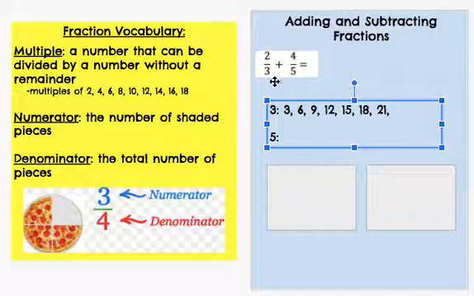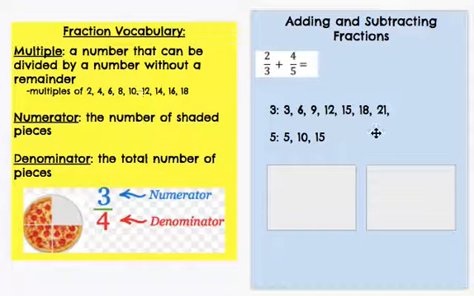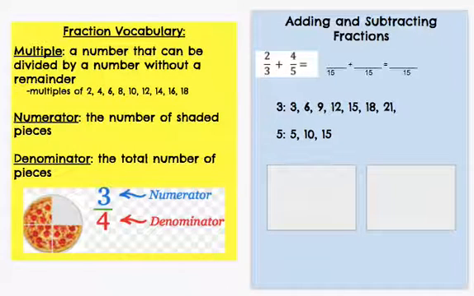Now we can look at our second denominator, which is a 5. I'm now ready to list out my multiples for 5. 5 times 1 is 5, 5 times 2 is 10, and 5 times 3 is 15. I see that I have a 15 at the top here and a 15 here with the 5. I now know that my common denominator is 15.